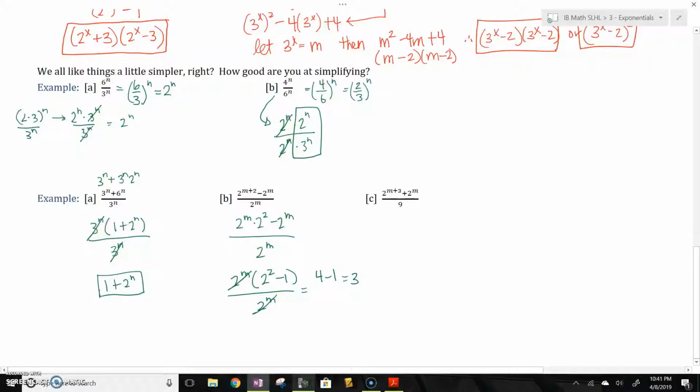And here in the last 30 seconds, we got one more. Let's see. This would be 2 to the m times 2 to the 3 plus 2 to the m all over 9. And I pull out a 2 to the m, and I'm left with 2 to the 3 plus 1 all over 9. That really didn't, oh wait, yes it did. That is 2 to the m times 8 plus 1, which is 9 over 9. And I get 2 to the m.